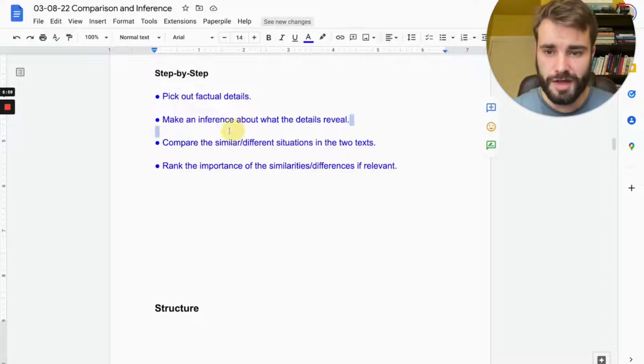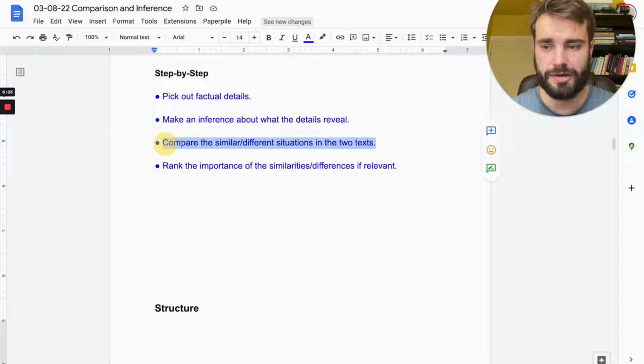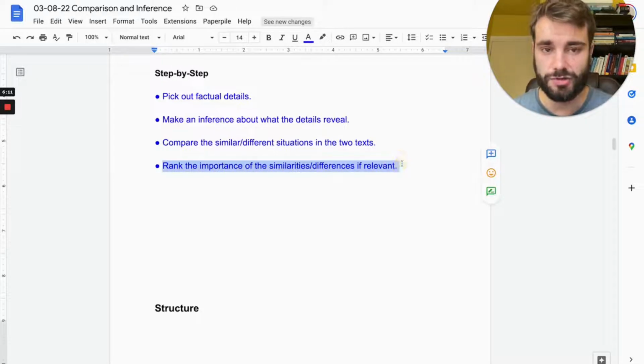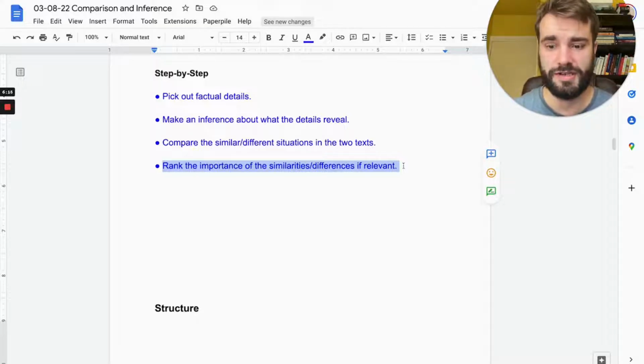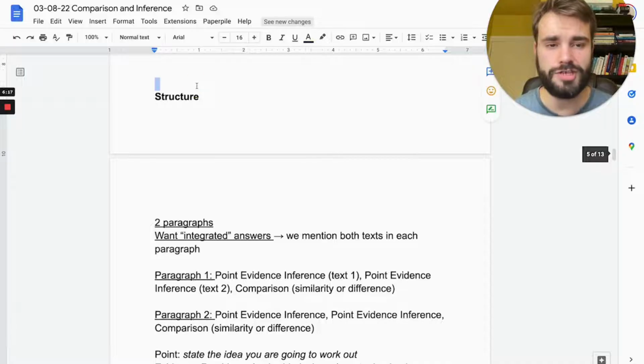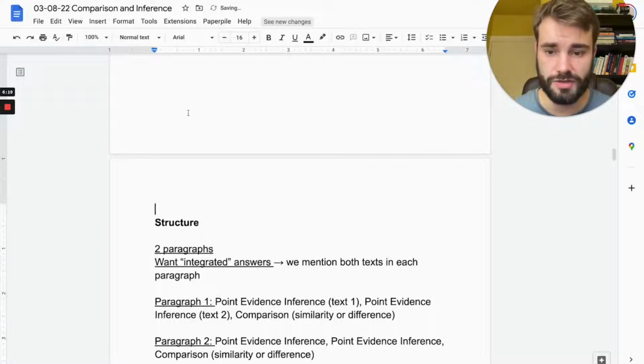Now, once you've done a few different inferences, you compare how similar or different the overall texts are. How similar or different are the overall attitudes towards the topic. And finally, you rank them in order of importance so you can focus on the most important similarities or differences in your answer. So how do you structure your answer to this question?